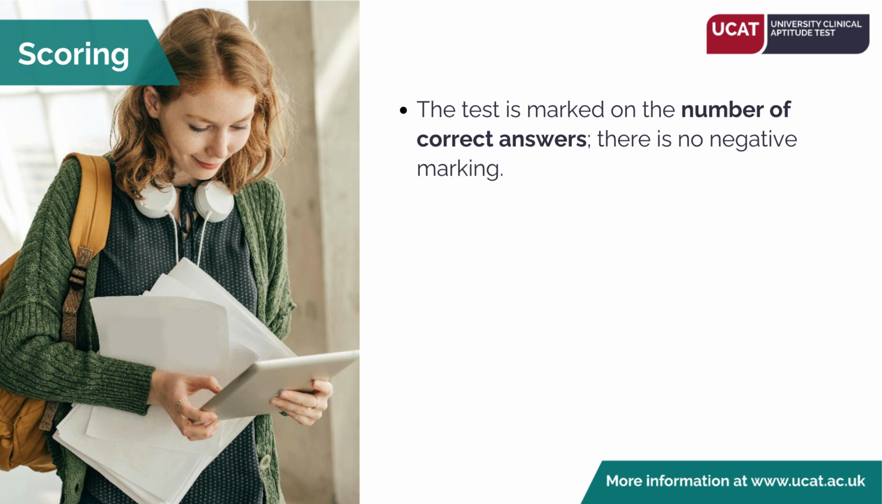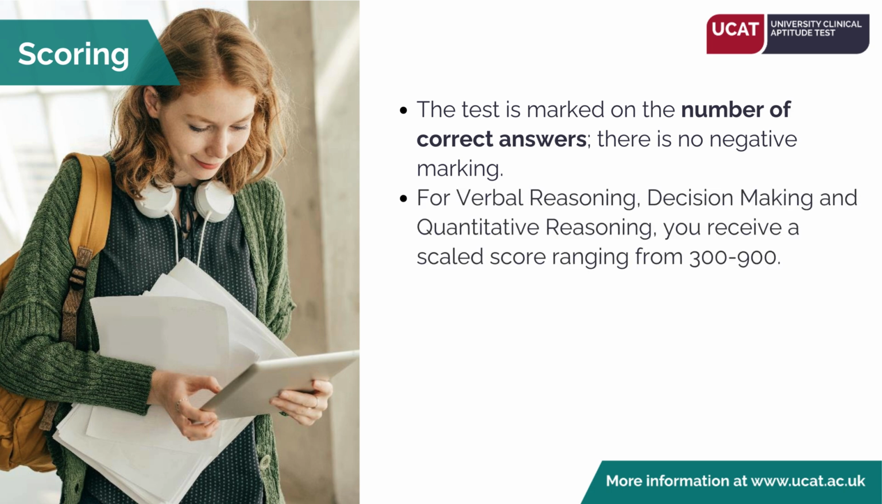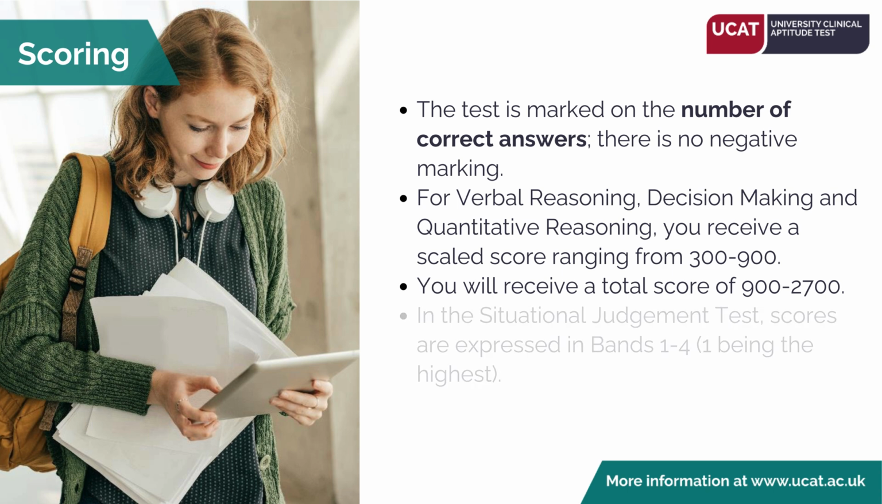Your UCAT score comprises 2 separate parts. Each of the cognitive subtests are scored between 300 to 900, resulting in a total score between 900 and 2,700. You will receive a banding from 1 to 4 for the situational judgment test, with band 1 being the highest.